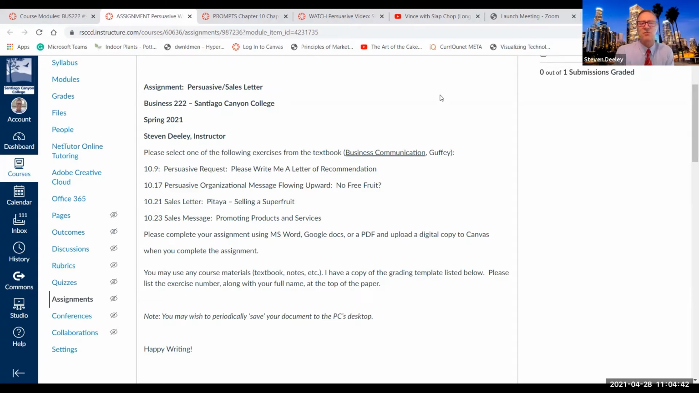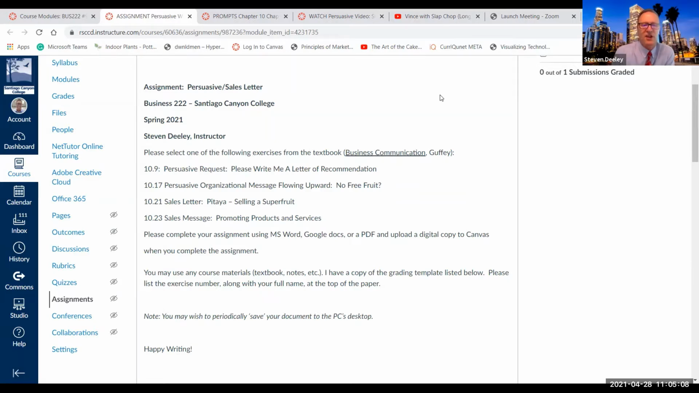Persuasive organizational message flowing upward, no free fruit. So in this case, you work for a hotel chain that used to provide a fruit basket in the hotel lobby for everybody to come and grab fruit and whatnot. And your company wants to eliminate that to save money. And you're going to try and dissuade them from doing that. All right.